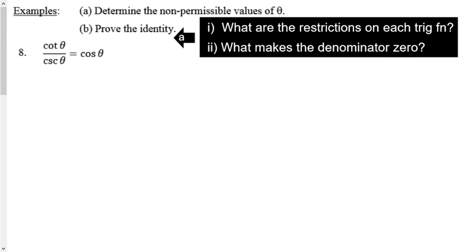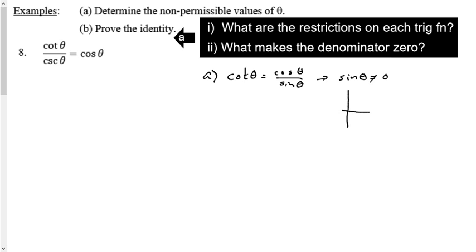So here, let me do part A over on this side. The cotangent of theta is equivalent to cos theta over sine theta. And since it's equal to this ratio, that tells me I have a restriction. Since I can't divide by 0, the sine of theta can't equal 0. So it's kind of like solving an equation. And I think, for what values of theta is sine theta equal to 0?